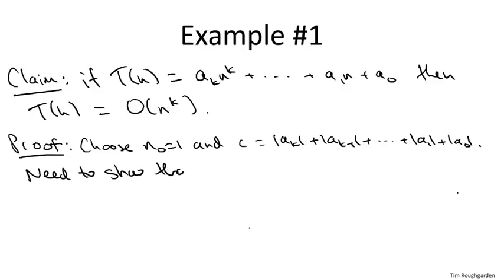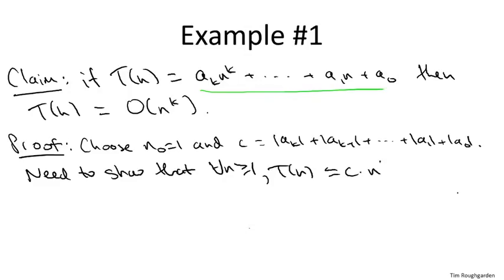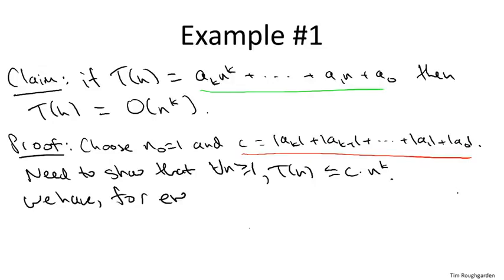Well, we need to show that for all n at least 1, because remember we chose n_0 equal to 1, T(n), this polynomial up here, is bounded above by c times n^k, where c is the way we chose it here, underlined in red. So let's just check why this is true. For every positive integer n at least 1, what do we need to prove? We need to prove T(n) is upper bounded by something else.